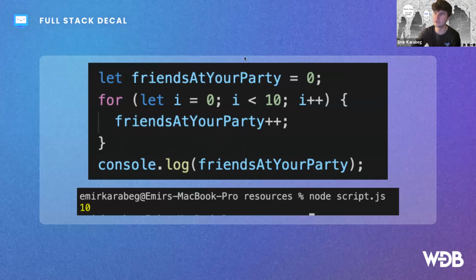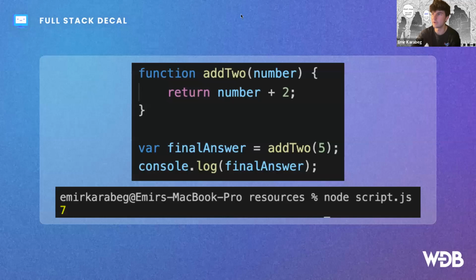So I don't have to hard code this every single time I want to add 10 friends to a party. So if I go here, I have the function add to and the parameter. It's important to note here that a function is defined by saying function, the name of the function in lower camel case, and the parameter. You do not have to give the parameter a specific type. Any type can be passed in here. And we're going to return whatever's passed in here plus 2.